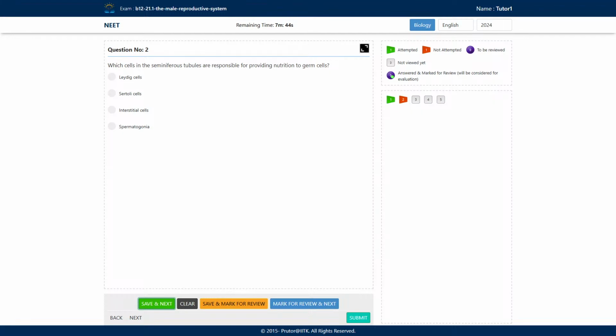Okay, so which cells provide nutrition to the germ cells? Options are Leydig cells, Sertoli cells, interstitial cells, or spermatogonia.